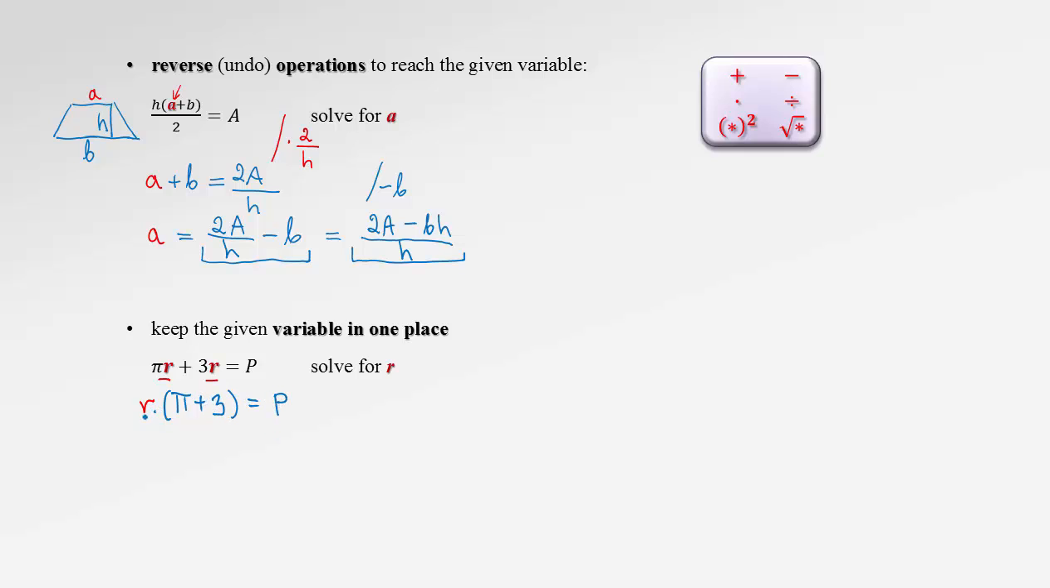Okay, since we want to leave r by itself, we need to get rid of this multiplication by the bracket. So formally we are dividing by the whole bracket, pi plus 3. The pi plus 3 will travel to the denominator on the other side. Okay, we end up with r equals capital P over pi plus 3. And the question is done.